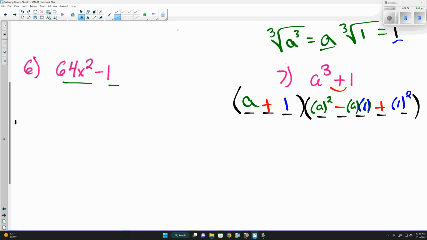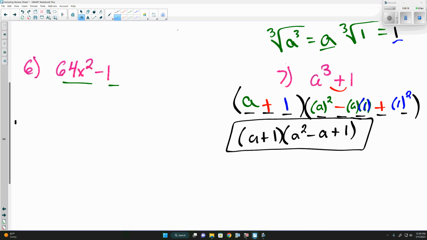Now we just need to simplify. So we'd have a plus 1 times a squared minus 1 times a is a plus 1 squared is 1. So we get this here. Any questions on this so far?